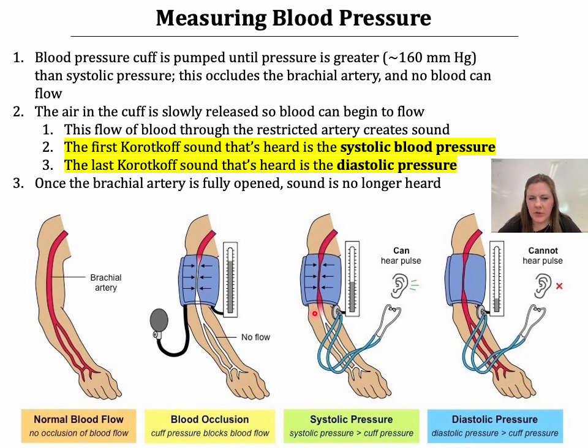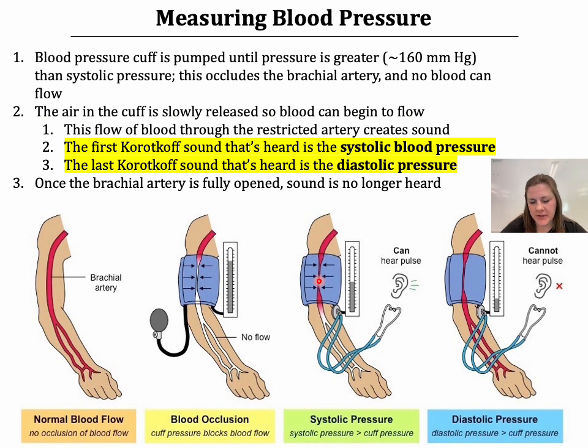As you're listening, you're going to start to hear this knocking sound or pulsation sound. That first sound that you hear is the systolic blood pressure. So you have to have the ability to hear the sound, but also look at the manometer and read what that pressure is at that moment in time. At that moment, the pressure in the blood has overridden the pressure in the cuff, and we're able to measure that value and say, okay, that's the systolic blood pressure. That is the greatest blood pressure within that artery.